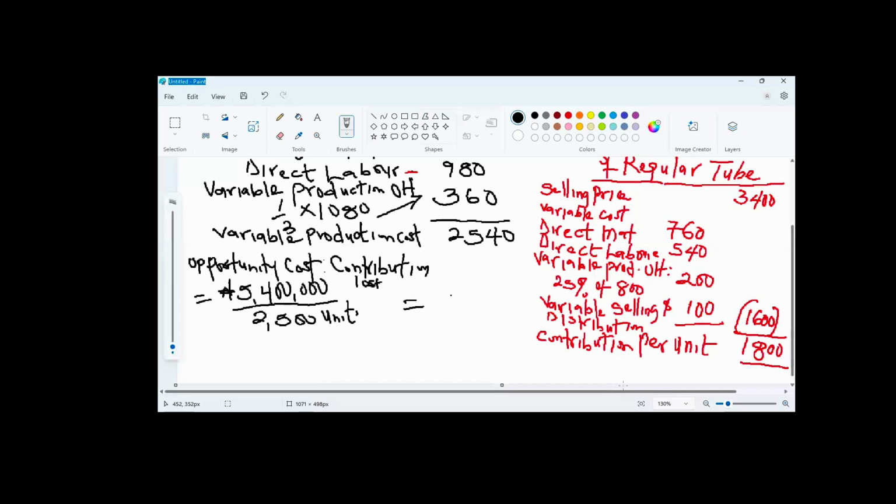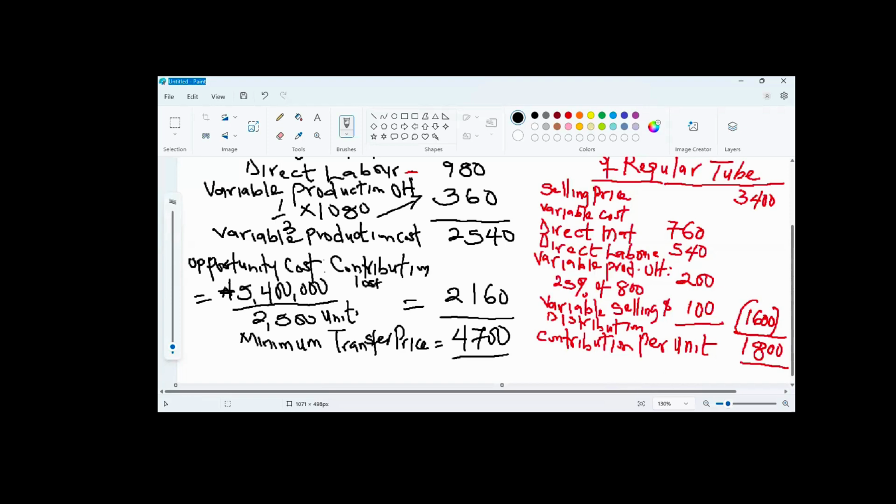Contribution loss is equal to 2,160. So, minimum transfer price: please sum the two. Variable production cost is equal to 4,700. The minimum transfer price from the perspective of the tube division is 4,700 per unit of new high resolution tubes.